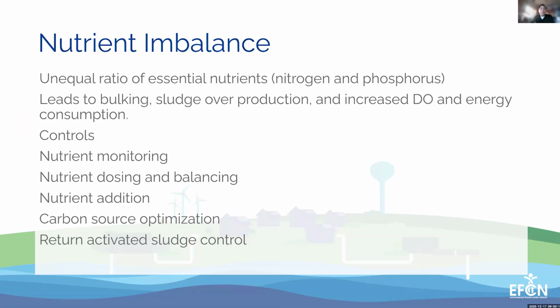Now, the next abnormal condition, which is kind of related to a lot of those other ones, is nutrient imbalance. As we mentioned, an unequal ratio of excess nutrients, such as nitrogen and phosphorus, can lead to the formation of bacteria that leads to those other conditions that we talked about, like bulking, sludge reduction, bacteria that overconsume DO, stuff like that. So in order to control this, we want to make sure that we are controlling our nutrients and maintaining a ratio of nitrogen to phosphorus of about 5-to-1 or 10-to-1.